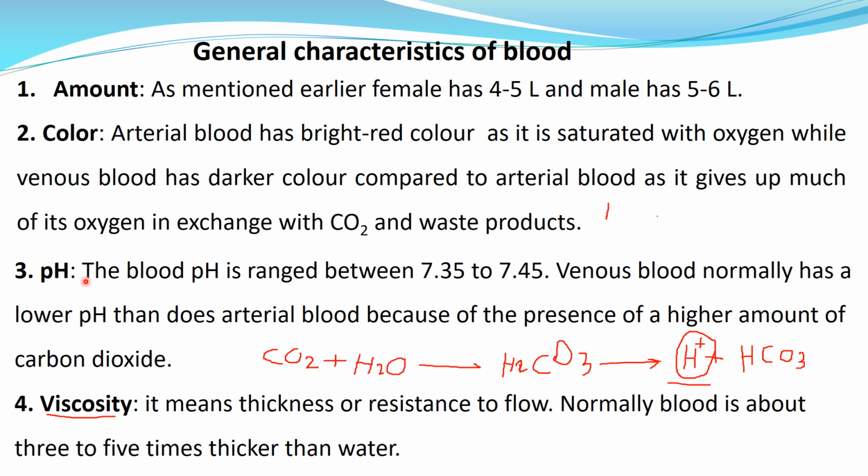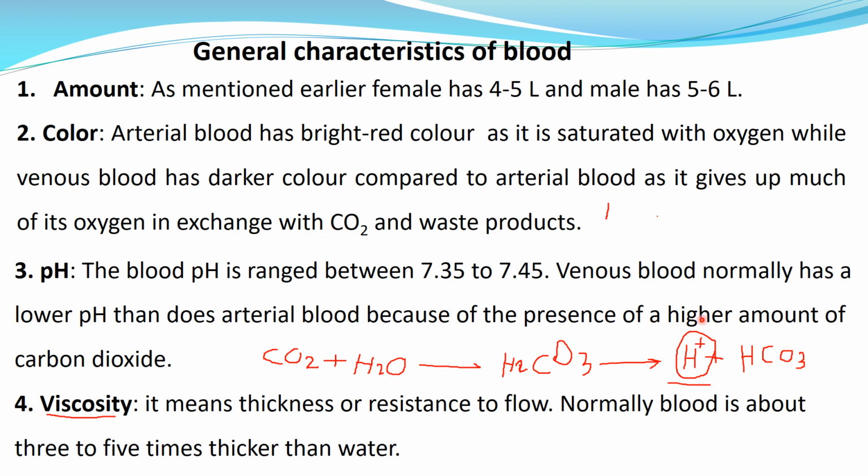And the third property of the blood is the pH. So blood pH ranges between 7.35 to 7.45. So venous blood normally has a lower pH than arterial blood because of the presence of a high amount of carbon dioxide, as we mentioned earlier.